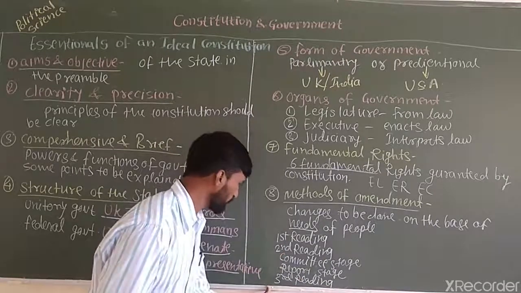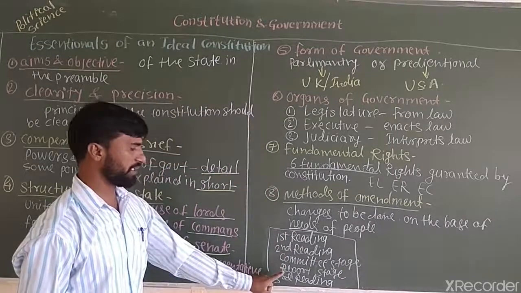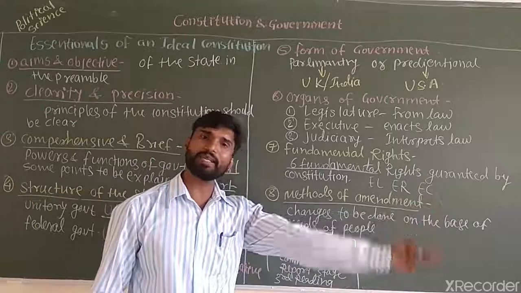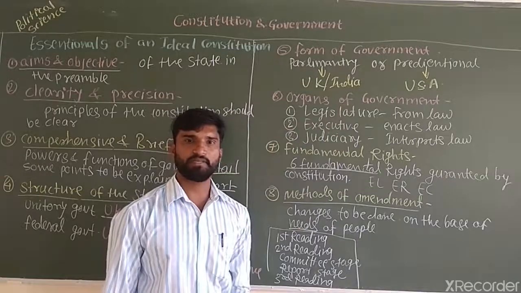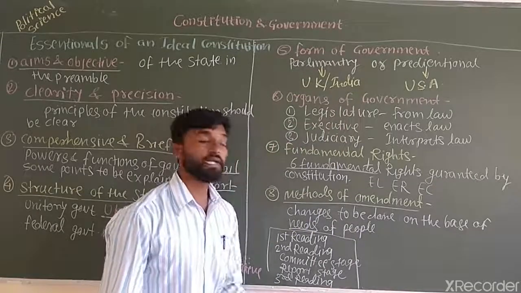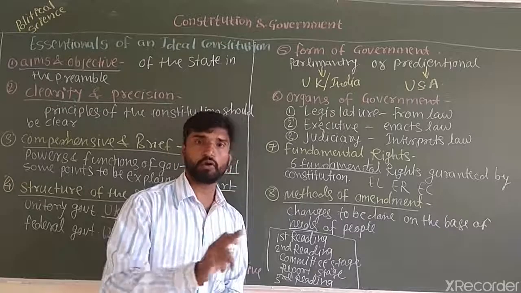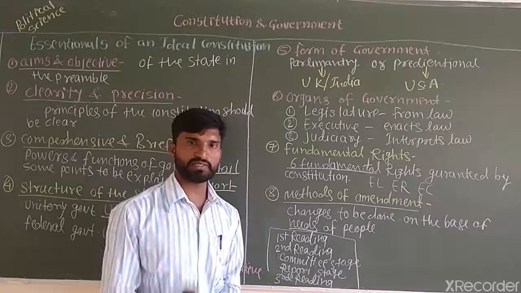So all this procedure, first reading, second reading, committee stage, report stage and third reading, will be the same in the next house, that is the Rajya Sabha. Then it goes to the president. So this is one special procedure when you are going to make changes in a constitutional law which is made by the Constituent Assembly.